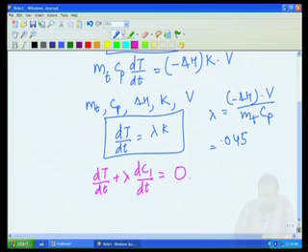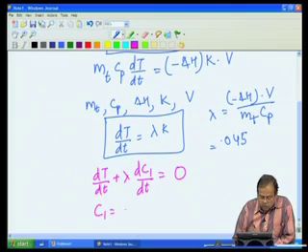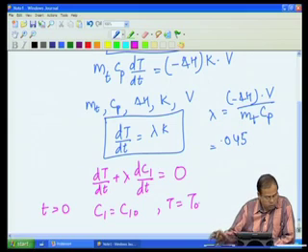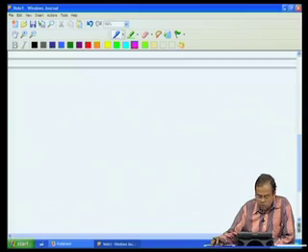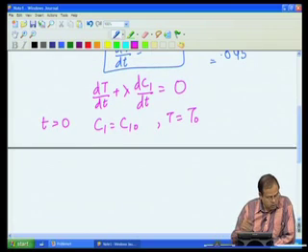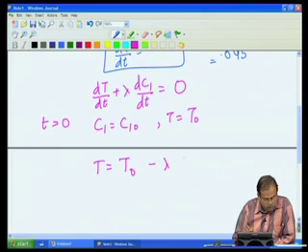Okay. So, with initial concentration at time t equal to 0, if you say that it is C1 0 and temperature is T0, then we can integrate this equation and write T is equal to T0 minus lambda into C minus C0.